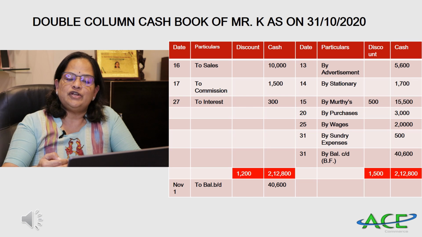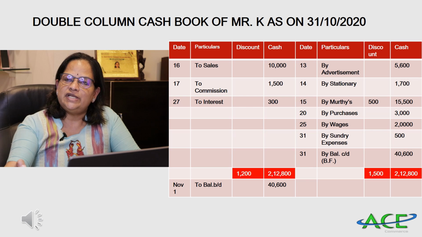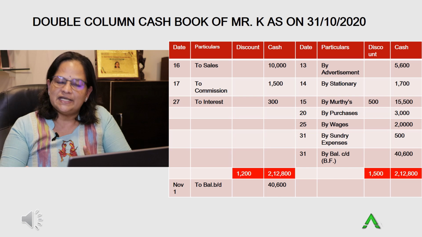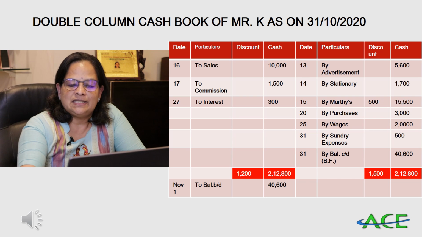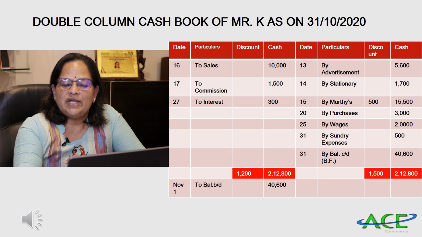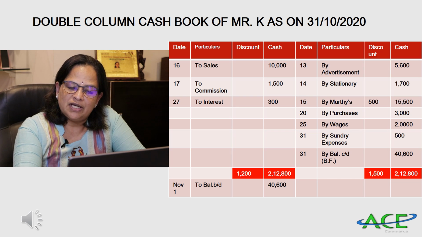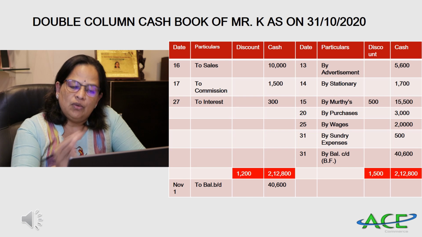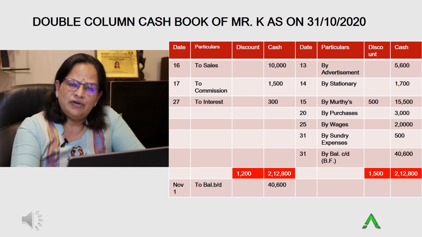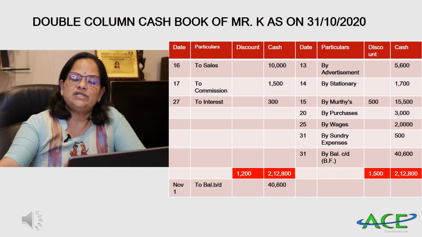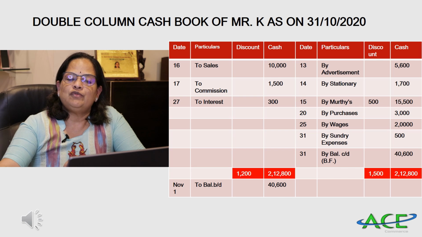Then the cash account we have to balance, that is 2,18,800 is the total. Same total we will write on the debit side and credit side, and the credit side is less. That means 40,600 is short compared to the debit balance. So that is the by balance carried down on the credit side. The balancing figure you are getting is 40,600. Now we will carry forward that value for November 1st. So to balance brought down 40,600.